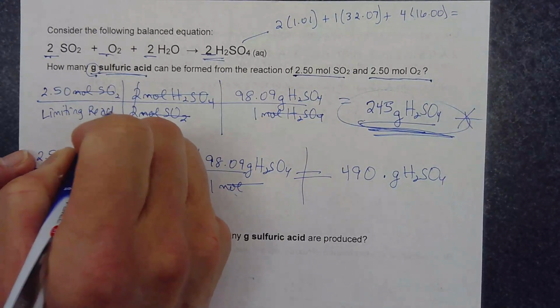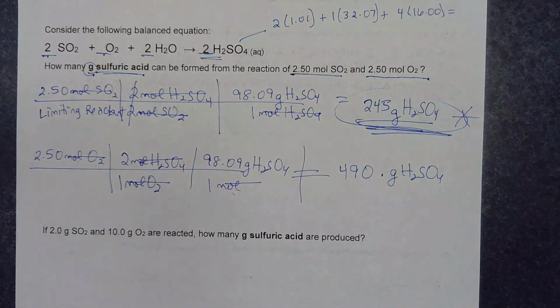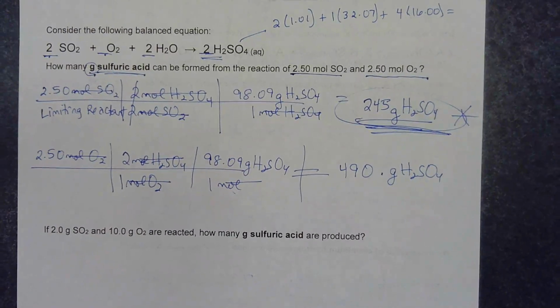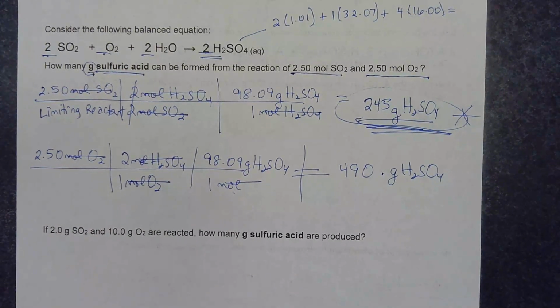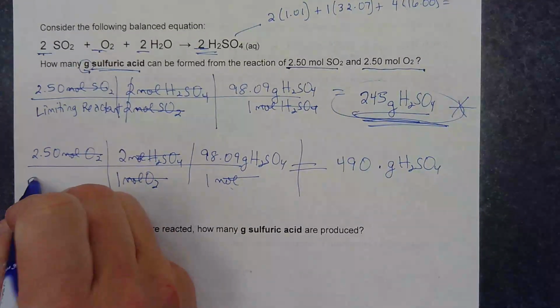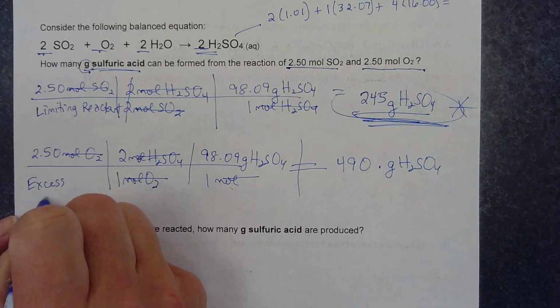And the reason I'm being very specific and adamant about you having to tell me how much: what if I had 10 moles of SO2? Would that be your limiting reactant then? Could you say it was moles of SO2 as my limiting reactant then? No, it's the quantity that's limiting. It's the quantity that makes it limiting. So 2.5 moles of SO2 is my limiting reactant. Which of these is my excess reactant? The 2.5 moles of O2.